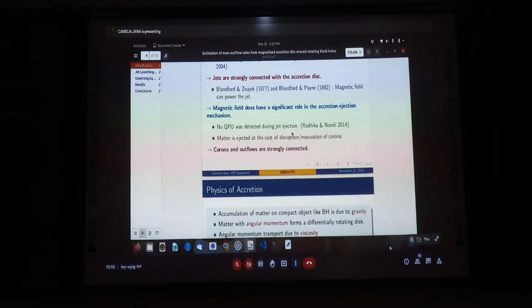Okay, I'm asking this because in many AGNs there are relativistic jets. They do eject, and I was wondering whether no QPOs are detected for those radio galaxies.